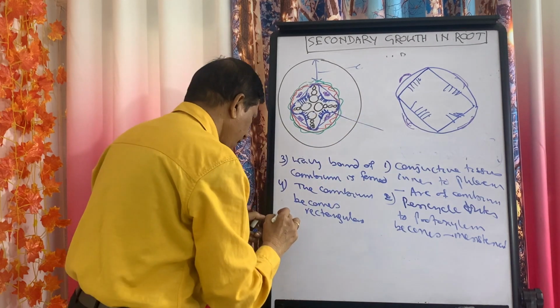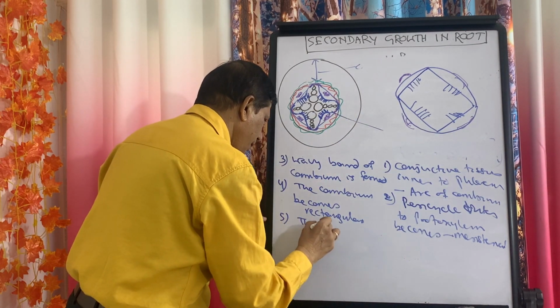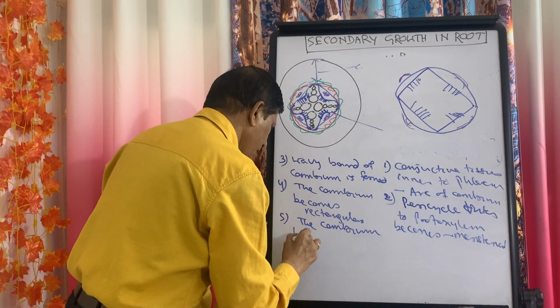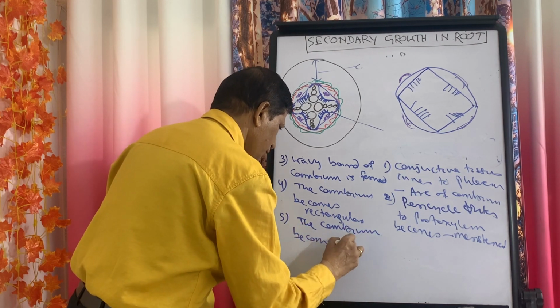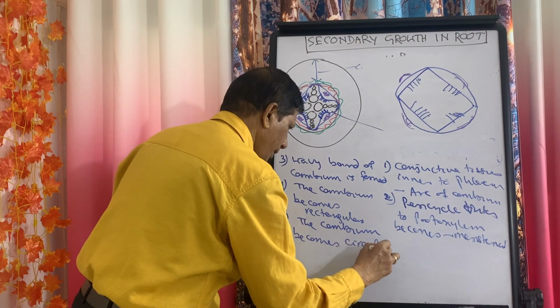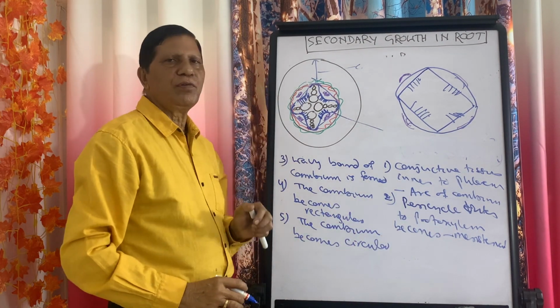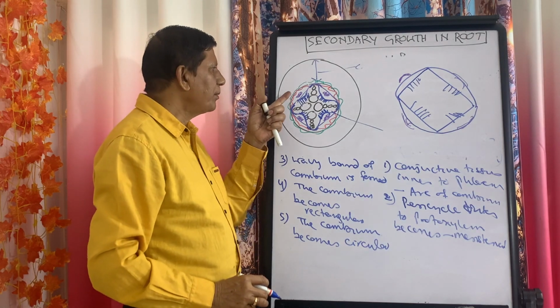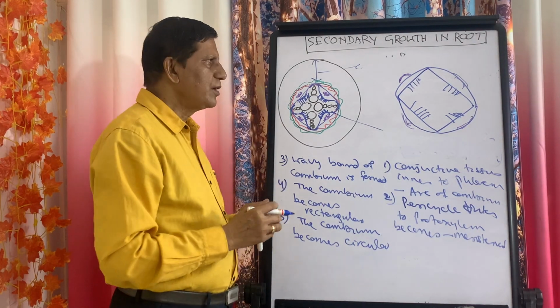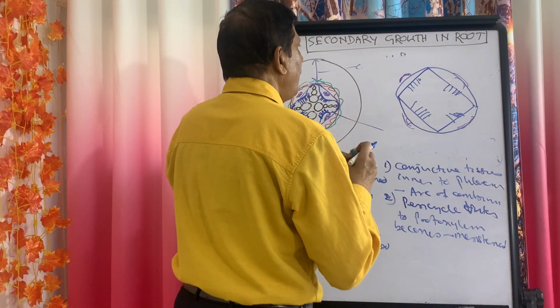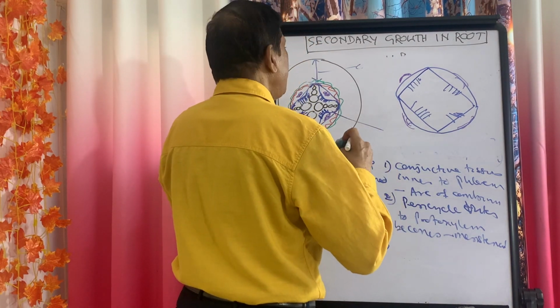So in the next step, the cambium becomes circular, because the secondary xylem is produced only below the phloem and secondary phloem is produced in less quantity. So now the entire cambium ring becomes meristematic.